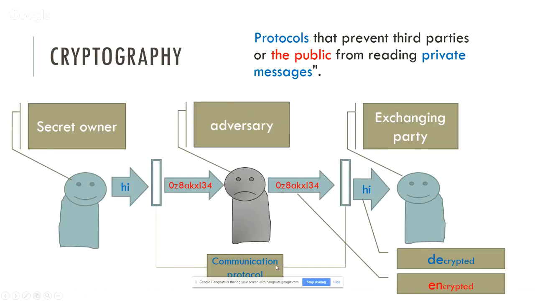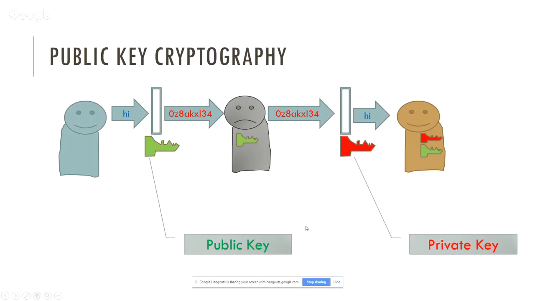And we will be using, in this case, public key cryptography, a protocol that uses a private and a public key to make it happen. So in general, it looks like this. The person here on the right has this private key. This person gives a public key to another party, and the other party encrypts the information, sending that through the adversary.